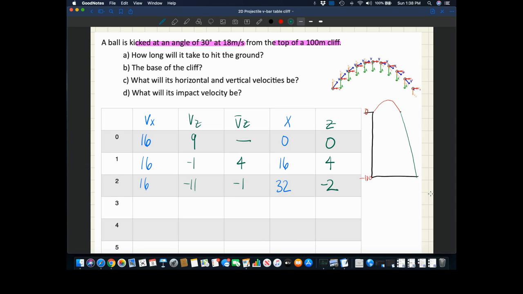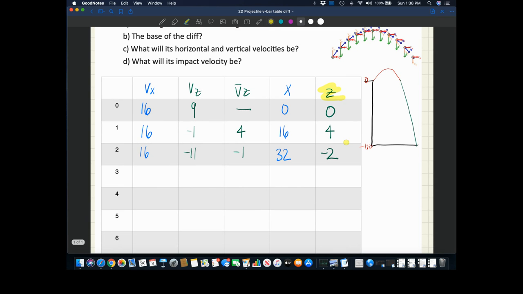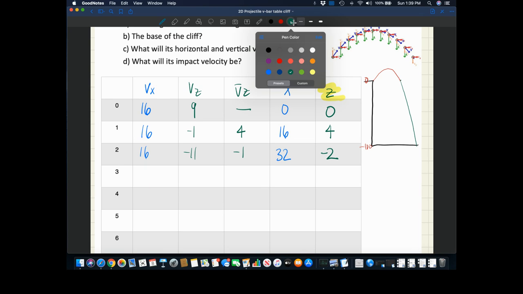So now what we're looking for when this thing hits the ground is we're looking for the position Z, the vertical position, to be minus 100. So how far we fill out this table is really going to be dictated by that minus 100. So we're going to continue to fill it out across the board, and that way we don't do more work than is necessary.